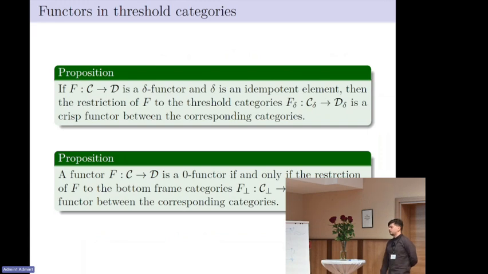So how do these functors behave? There are some nice properties. One of them is that if we look at delta functors and delta is an idempotent element, then we can restrict this functor to the threshold categories, and we will receive a crisp functor between the corresponding crisp categories. So in a way, a delta functor brings a class of crisp functors for each lambda less than delta. And as I mentioned, each delta functor is also a zero functor, and it identifies all of the crisp functors, because we can only assume a crisp functor is at best a zero functor.